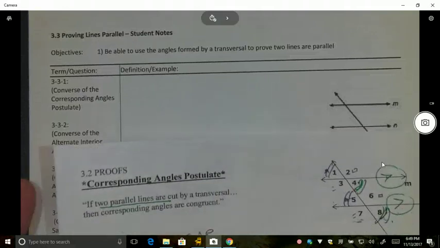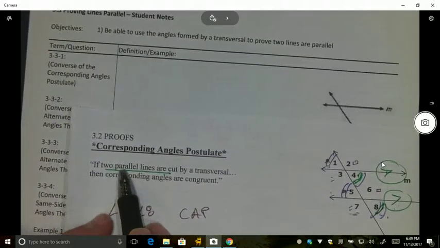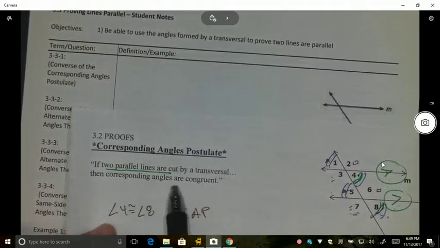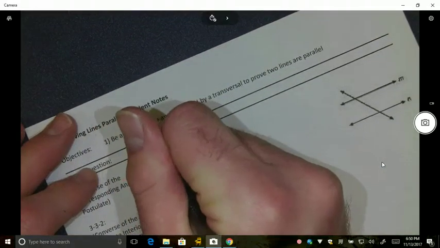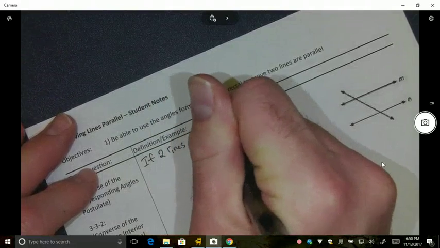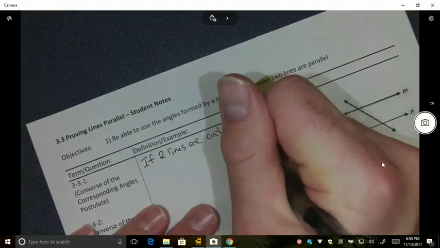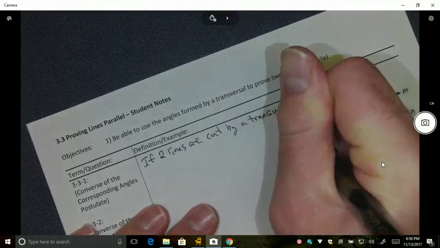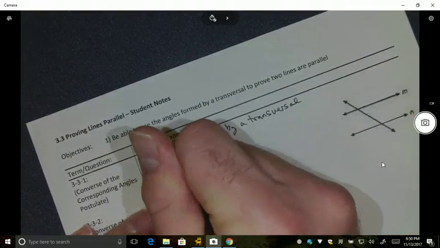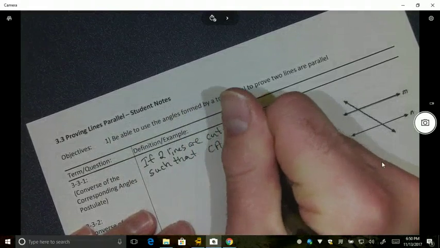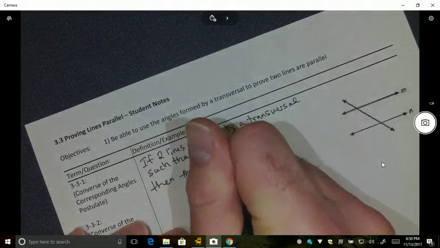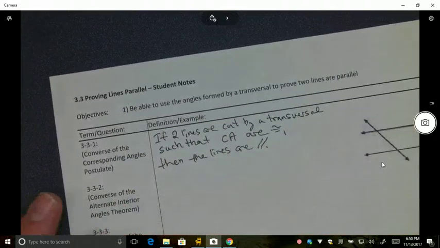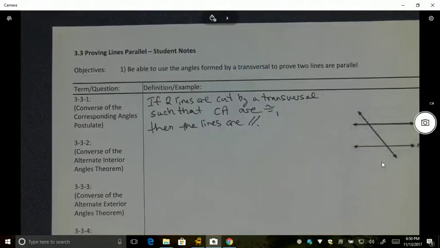So remember that converse is to switch the hypothesis and conclusion. In our original corresponding angles postulate, if two lines are parallel and cut by a transversal, then corresponding angles are congruent. The converse says if two lines are cut, doesn't say parallel, but two lines are cut by a transversal such that corresponding angles are congruent, then the lines are parallel.